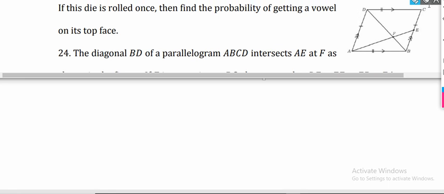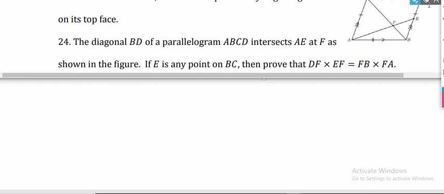The diagonals BD and AE of a parallelogram ABCD intersect at F as shown in the figure. If E is any point on BC, then prove that DF into EF is equal to FB into FA. So here we have to observe the diagram. We have to prove that DF into EF is equal to FB into FA.